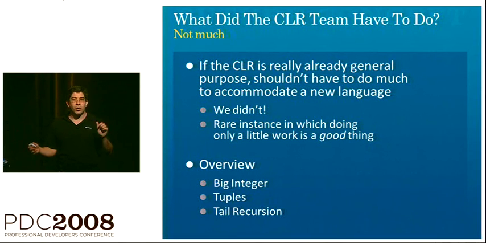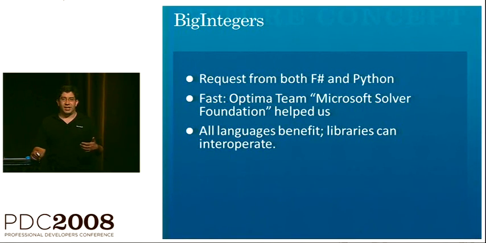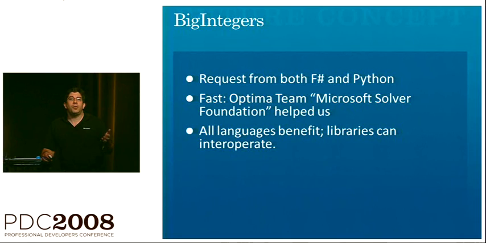I'm going to review very quickly the 3 things that we actually did do. So big integers, these are a native type in both F# and in Python. Jim Huguenin was talking about how he asked Anders, he said, hey, what's 2 billion plus 2 billion? And Anders thought about it for a minute and said, minus 2 billion. So it's not nice to steal other people's jokes, but anyway.